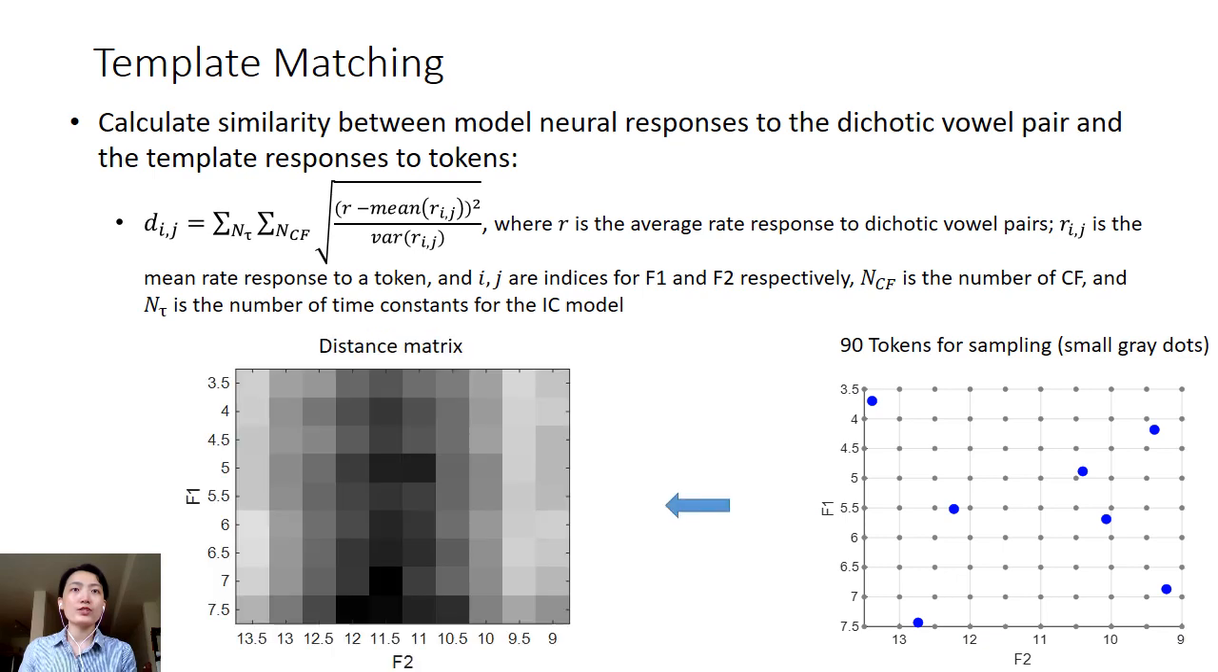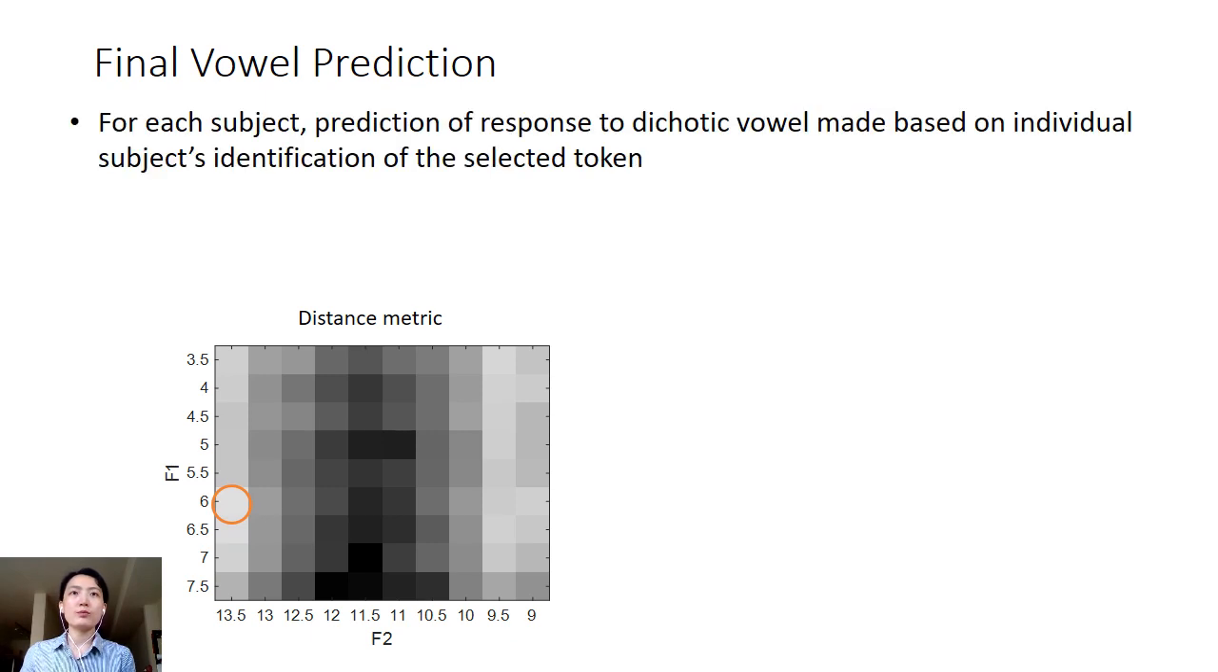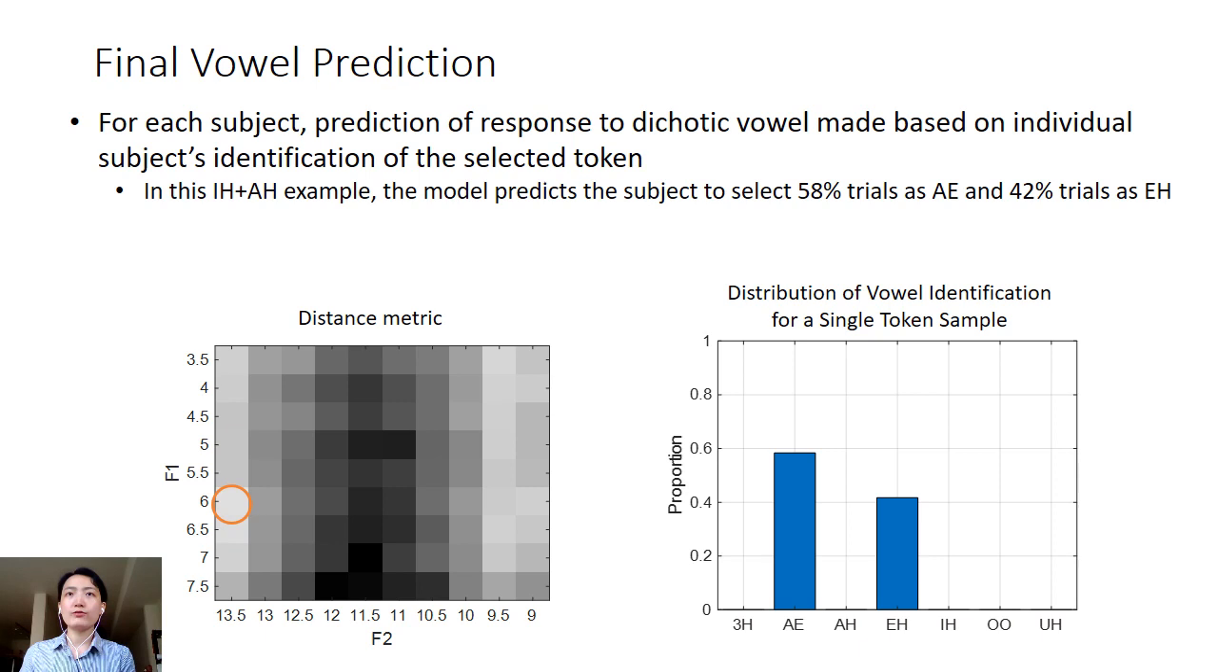And here is a plot that shows the distance between the E-A pair and all the sample tokens. The lighter color indicates a smaller distance. And here's the winner token. Just to remind you again that here is the E and A located on the vowel space. After we find the winner token, we look at how the subject characterized this token according to their vowel map. Here is an example. The subject identified this token 58% as E and 48% as A. So that's the final output of the model.